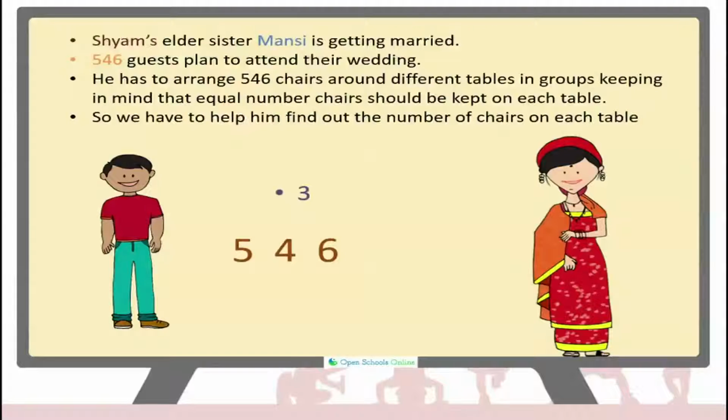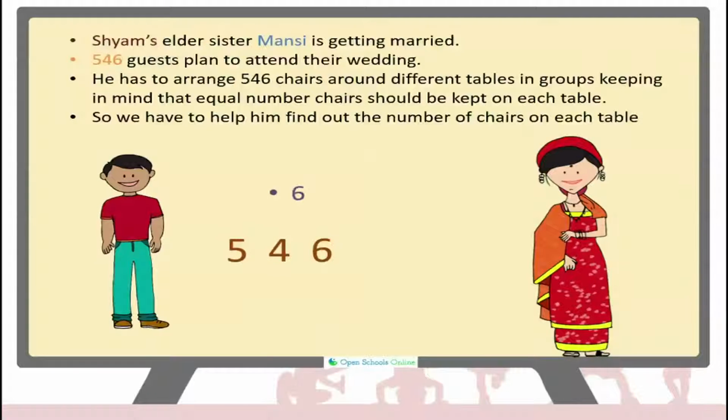It is 3. The divisibility rule of 3 is that a number is divisible by 3 if the sum of all the digits is divisible by 3. Here 5 plus 4 plus 6 equals 15. Can 15 be divisible by 3? Yes, it is divisible by 3. That means we can place 3 chairs around each table.